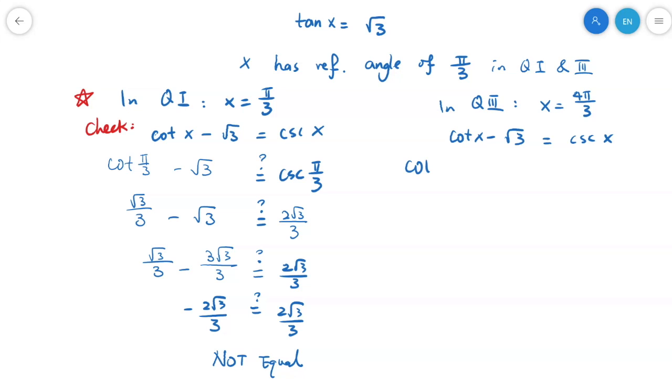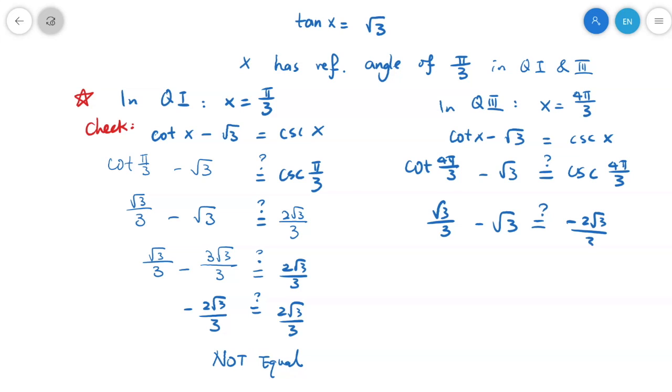This becomes cotangent of 4 pi over 3 minus square root of 3. Is that equal to cosecant of 4 pi over 3? Cotangent is equal to square root of 3 over 3. And then cosecant of 4 pi over 3 is equal to negative 2 square root of 3 over 3. So on the left side we got negative 2 square root of 3 over 3. On the right hand side, we also got negative 2 square root of 3 over 3. So they are equal.